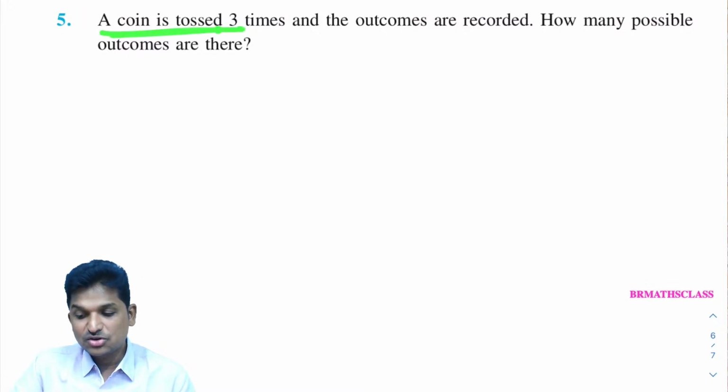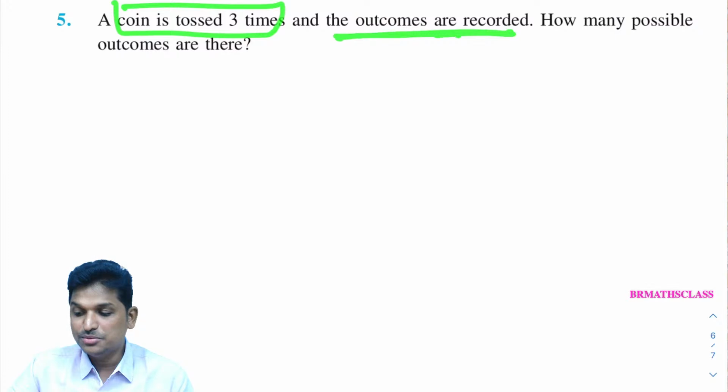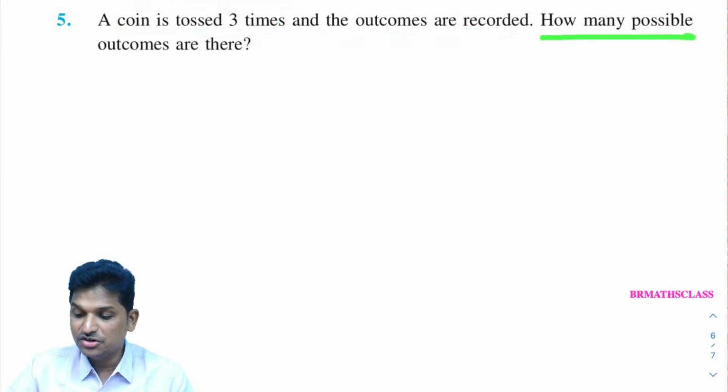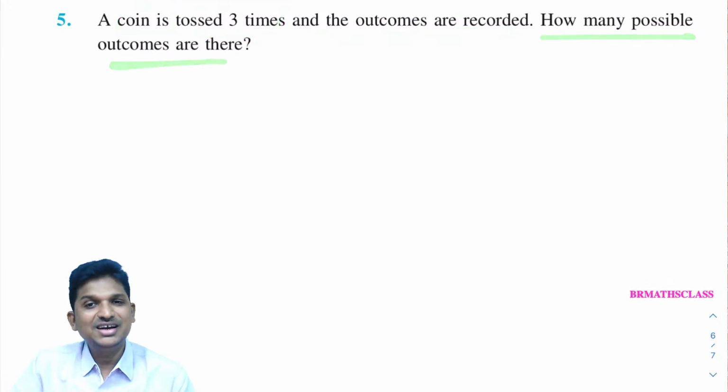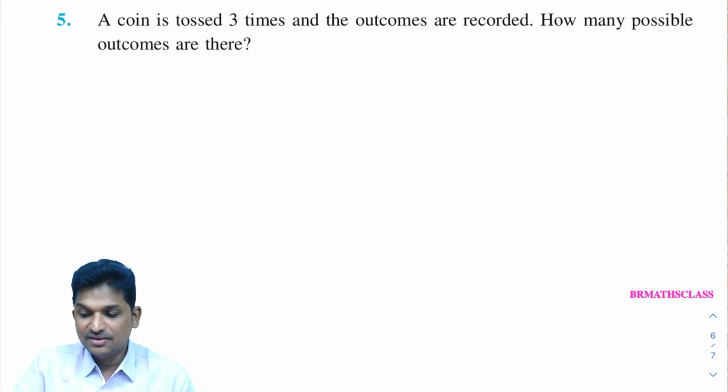A coin is tossed 3 times, and the outcomes are recorded. How many possible outcomes are there? Generally, coin means what we can see. Actually, coin means head or tail.